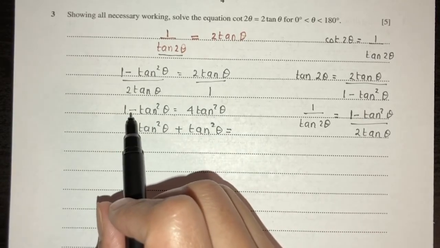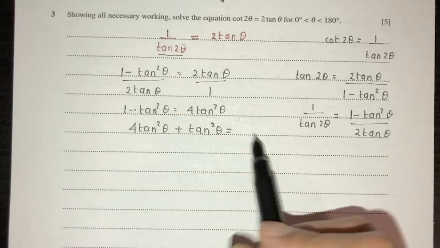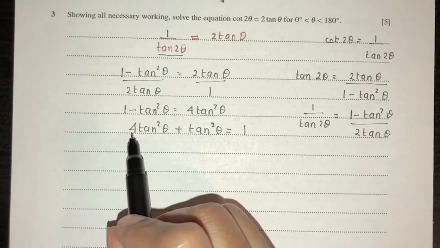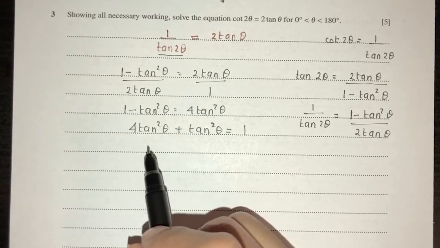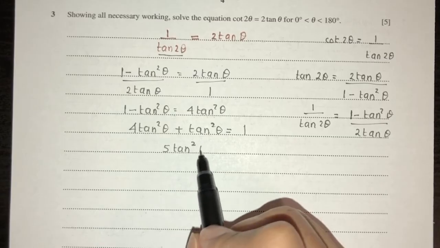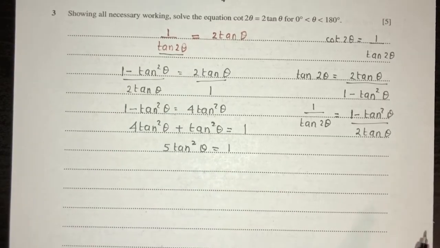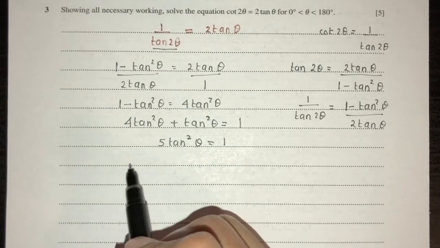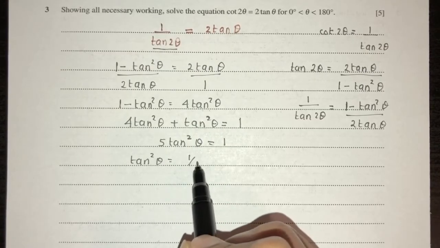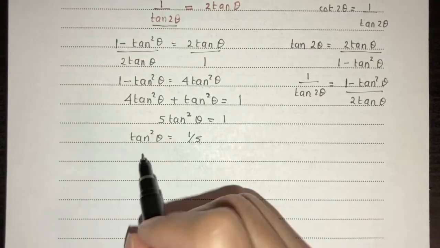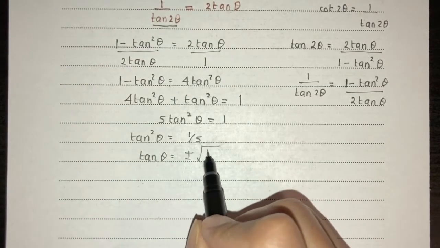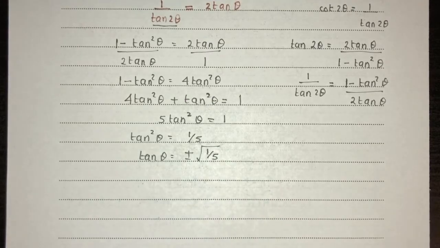I don't think we need to send the 1 because we have to solve this, right? So leave the 1 on the other side. Now you will have 4 plus 1, which will be equal to 5 tan square theta equal to 1. So now we can solve this equation, right? Make tan the subject of formula. You will have 1 over 5. So tan theta is equal to plus minus root of 1 over 5.